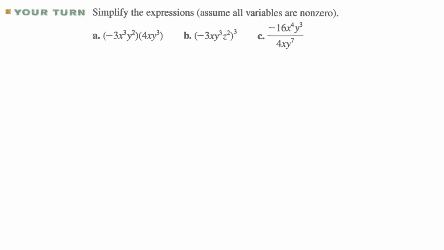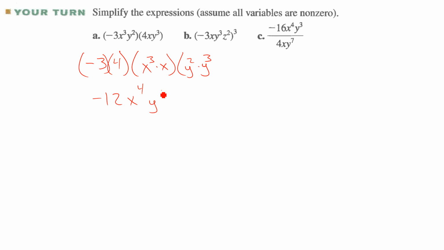Okay, give it a shot for yourself. Pause the video, try these 3 problems. All right, let's see what we've got. Negative 3 times 4, x cubed times x, and y squared times y cubed is going to be negative 12, x to the 4th, y to the 5th.